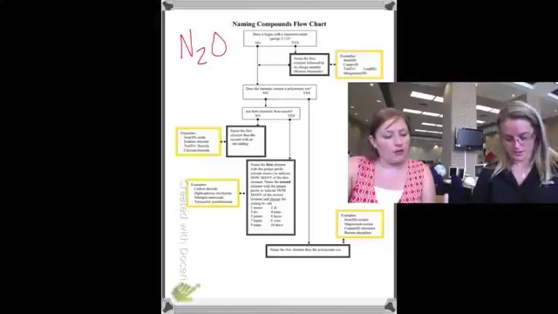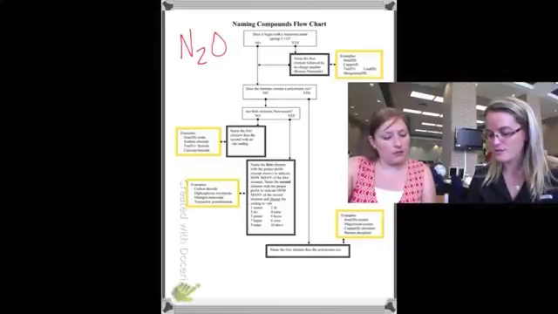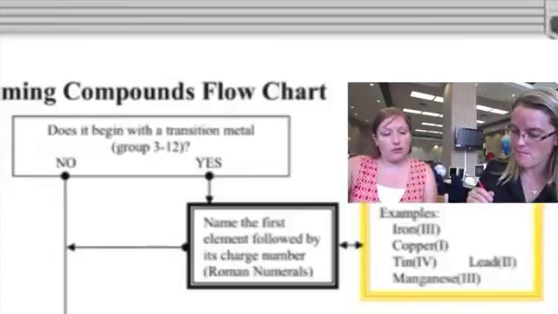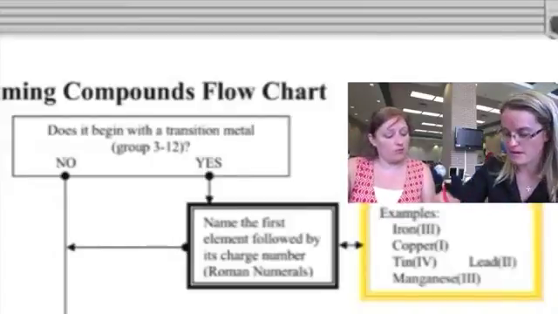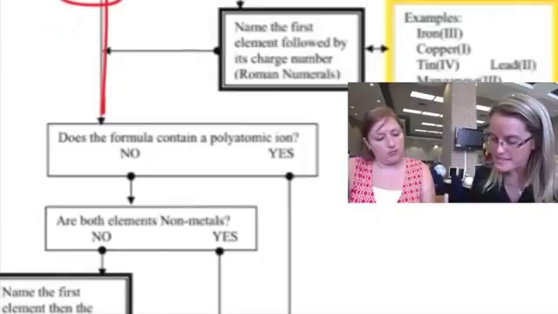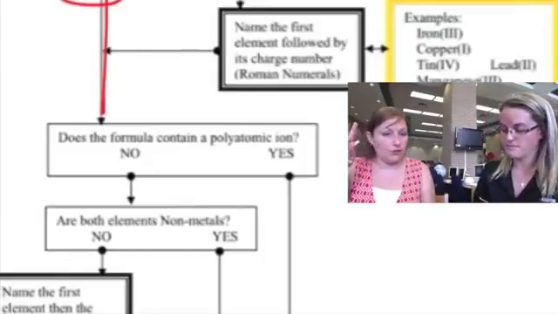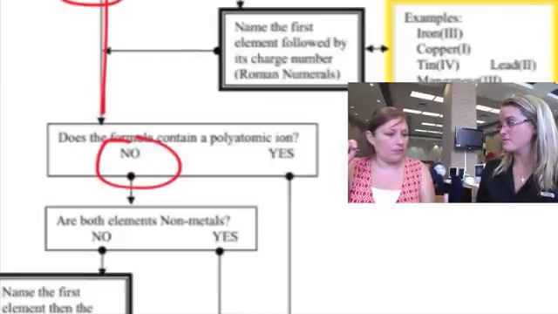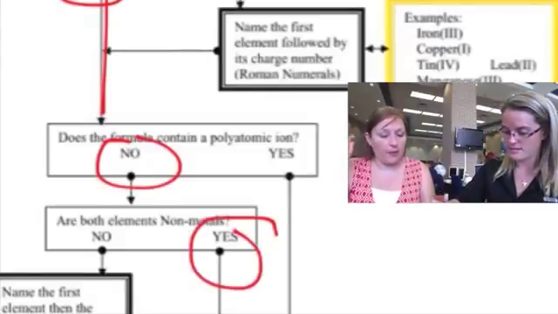All right. So next one I have is NO2. First question, is it a transition metal? Nitrogen and oxygen are both in that top right corner, so no. Okay, so I go down. And does it contain a polyatomic? Two capital letters, no. All right. Are both elements nonmetals? Yes, because they're both in that same upper right-hand corner.